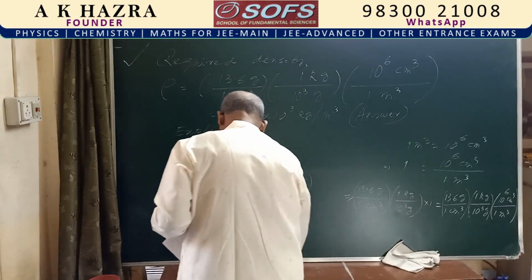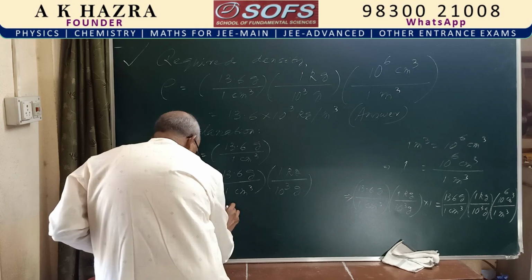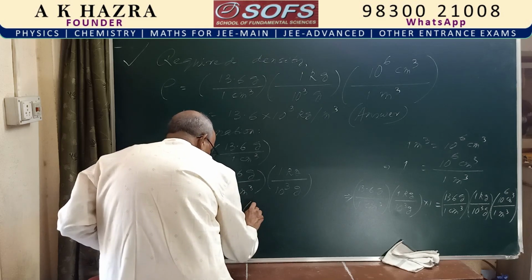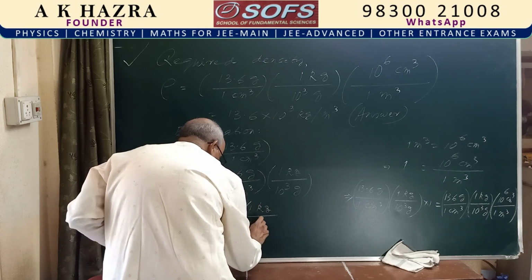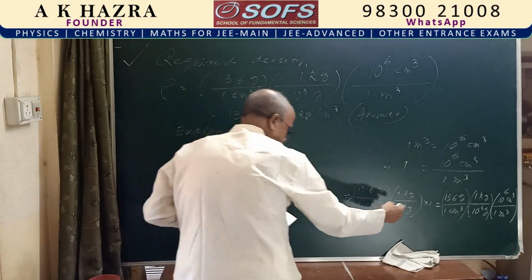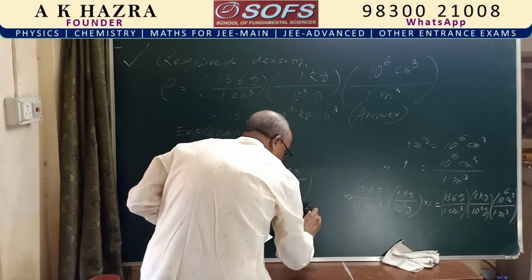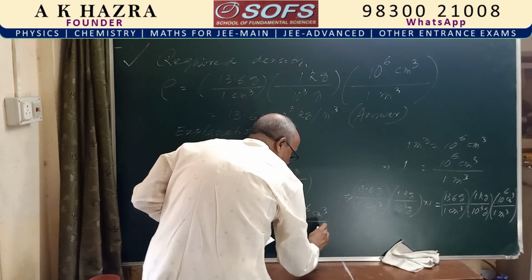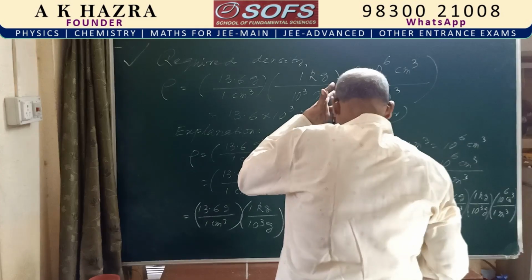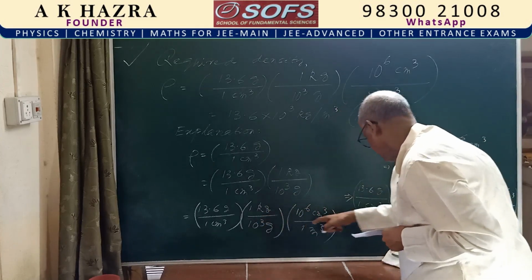So you can write this equals to 13.6 gram by 1 cubic centimeter, 1 kg by 10 to the power 3 gram. This one equals this one. So this into 10 to the power 6 cubic centimeter by 1 cubic meter. You see this quantity, the same quantity, equals this one.